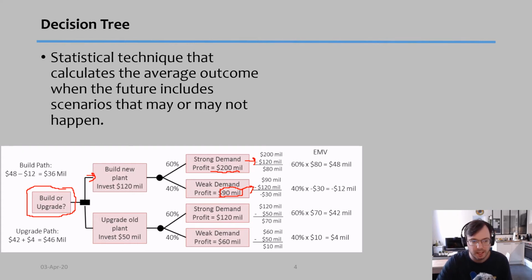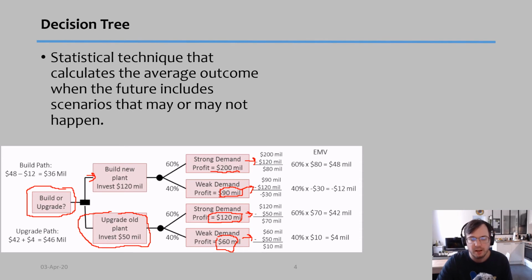Now, going back to the upgrade of the plant, it would only cost 50 million compared to 120. There's a 60% chance of strong demand, which allows me to get 120 million. And there's a 40% chance of low demand, which allows me to get 60 million. So from this I see that upgrading my old plant, if I get strong demand, I'll get 70 million in profit. If I get weak demand, I get 10 million of profit.